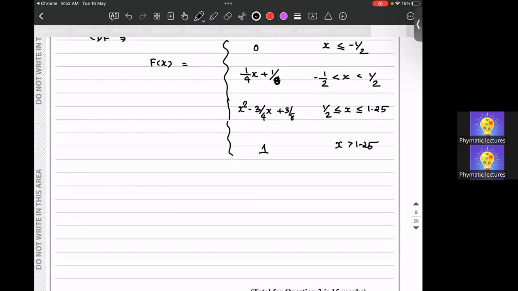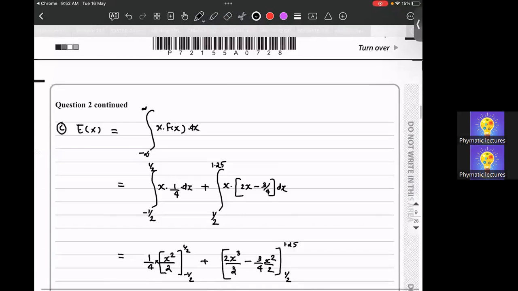Now, this is not our actual aim. This is actually a stepping stone to our answer. How? We need interquartile range. So what is interquartile range? Interquartile range means we need to find the Q1 and Q3. What is the meaning of Q1? That is our quartile, that means the point below which 25% of the value or 25% of the probability lies.